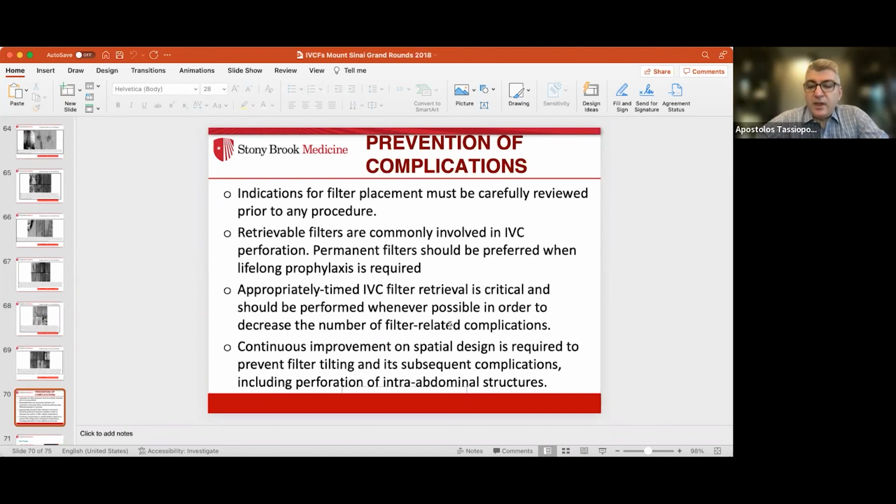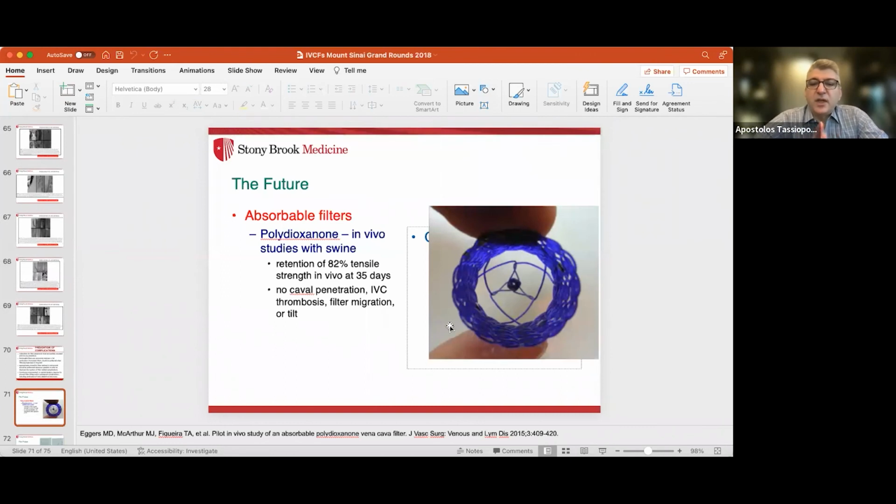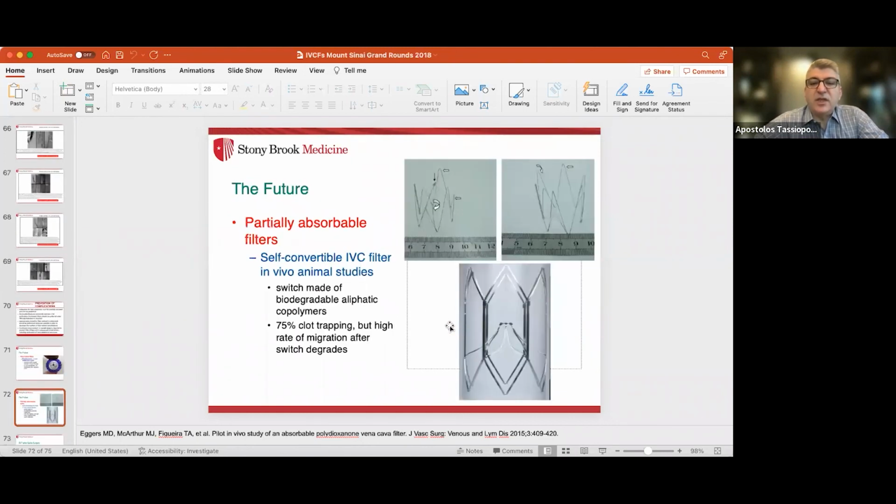procedure. And then, of course, continuous structural design improvement of the filters is required to prevent some of the complications that we're recognizing. Here are some of the new ideas. This is an absorbable filter design that you can see here. This is a filter design where over time, the conical area that you see in the middle, being held with an absorbable suture, opens, and then the filter becomes actually a stent that prevents clot trapping and maintains patency of the filter.